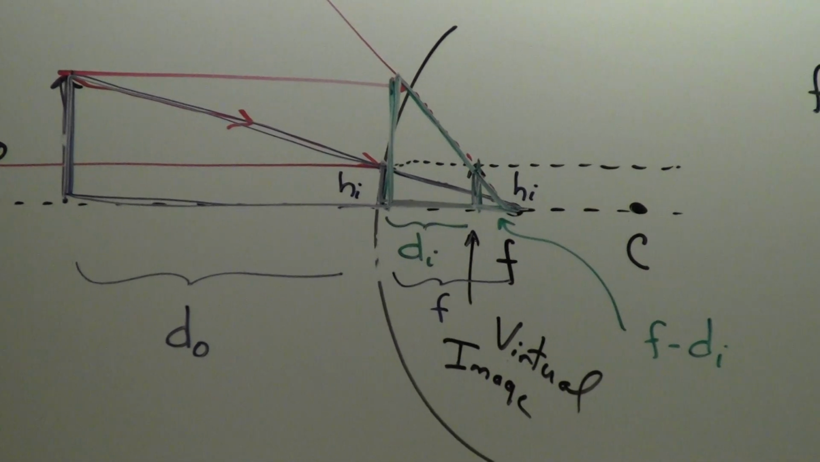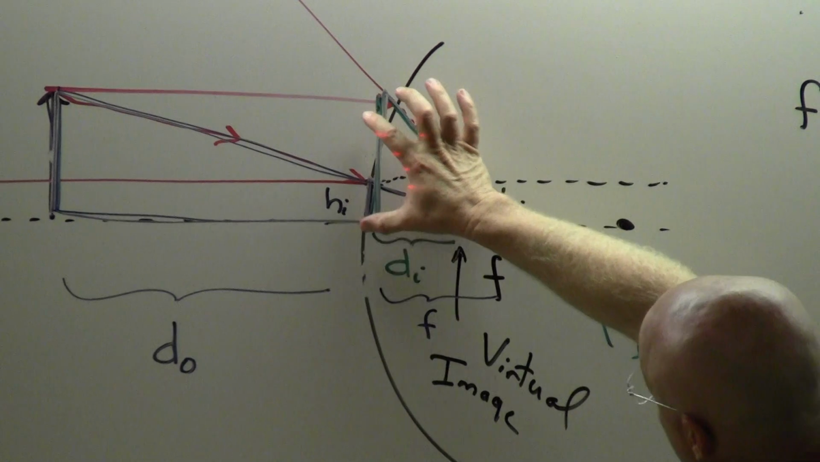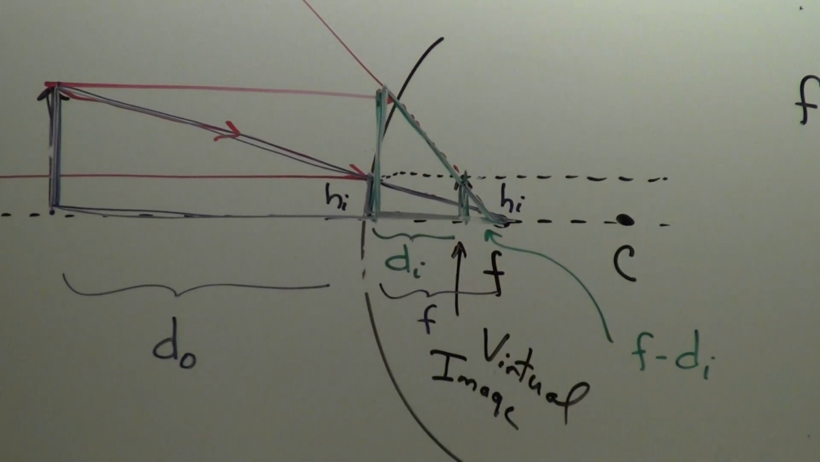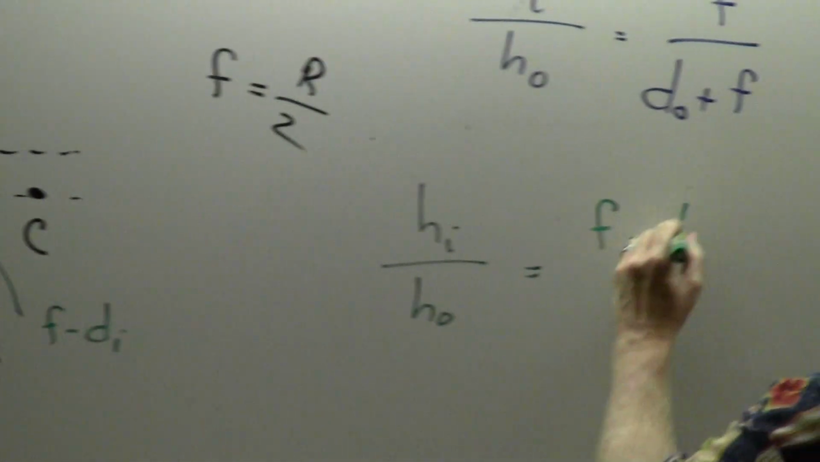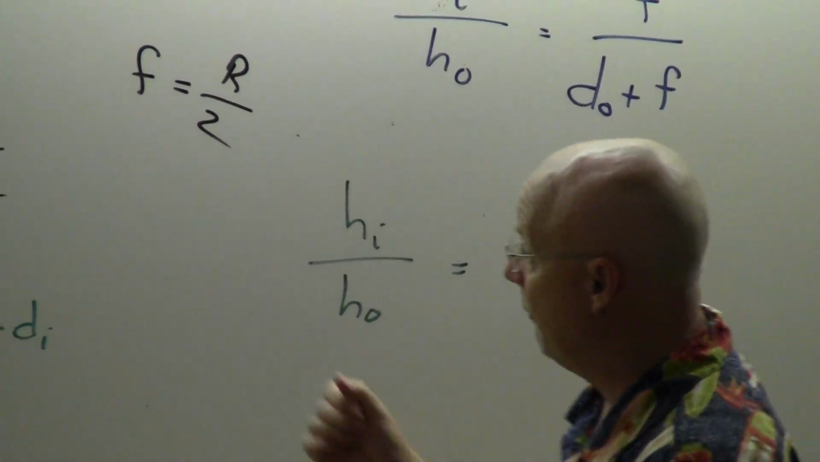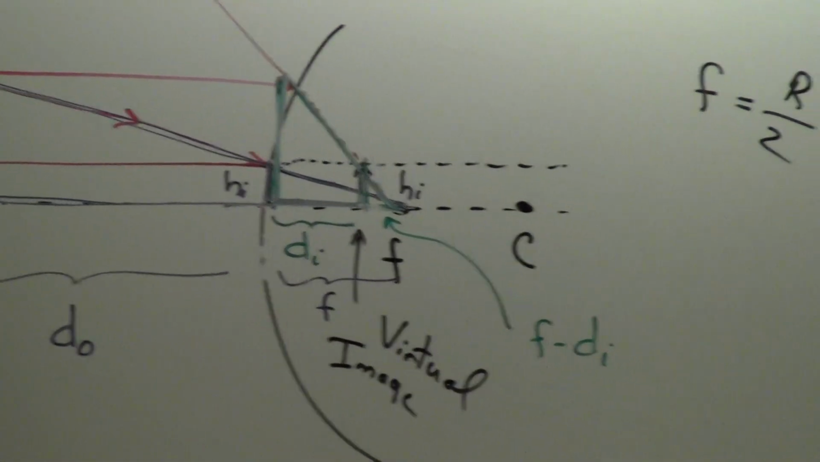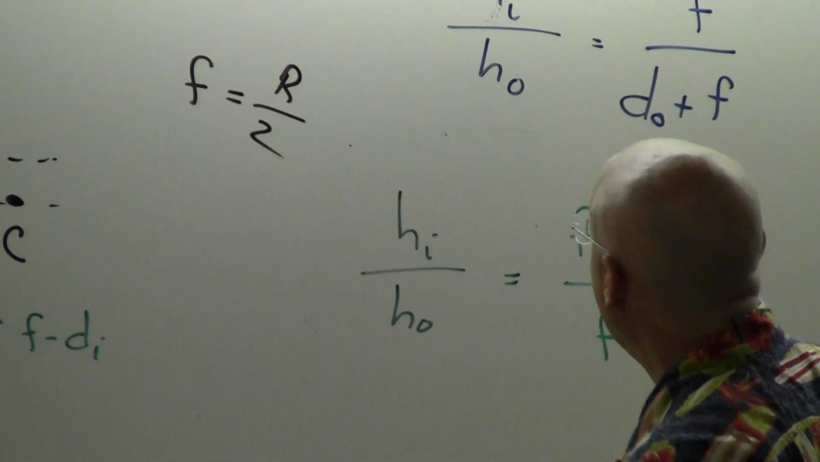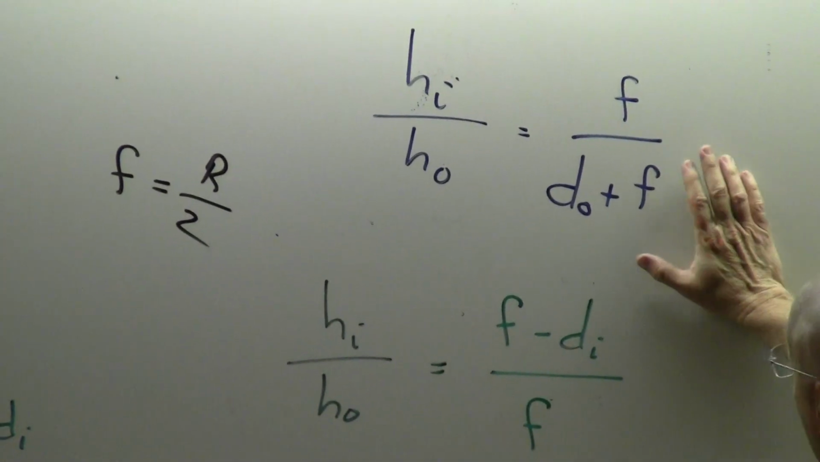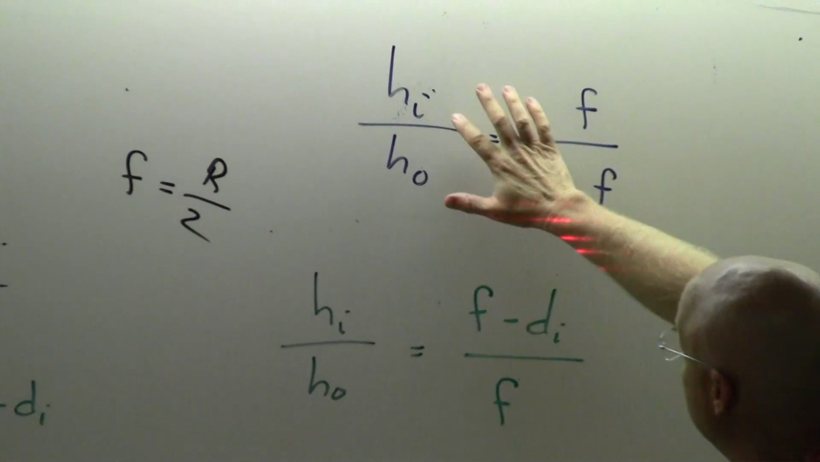So I'll say it again here. Height of the image is to the height of the object as this distance, which is focal length minus image distance, over this whole length, which is focal length. And so just like those other ones, I would do this calculation first, which would give me the height of the image.